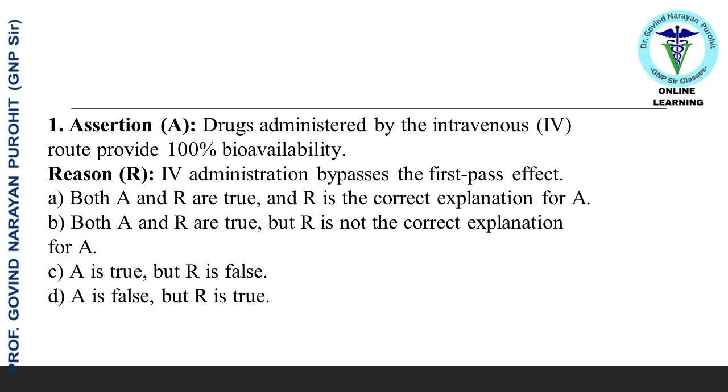So here is the first MCQ. The assertion is that drugs administered by the intravenous IV route provide 100% bioavailability. Reason R. IV administration bypasses the first pass effect. The options: A. Both A and R are true and R is the correct explanation for A. B. Both A and R are true, but R is not the correct explanation for A. C. A is true, but R is false. D. A is false, but R is true. The correct answer is option A. Explanation. IV administration directly introduces the drug into the systemic circulation, ensuring 100% bioavailability and bypassing the first pass effect.